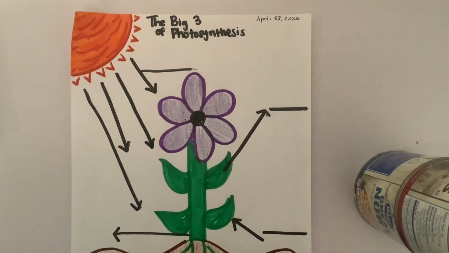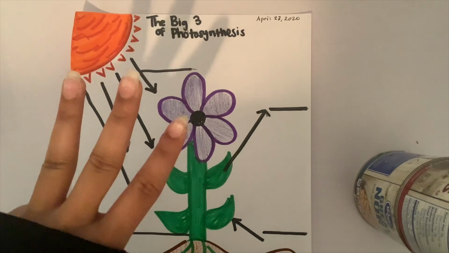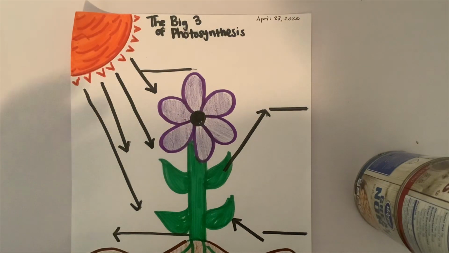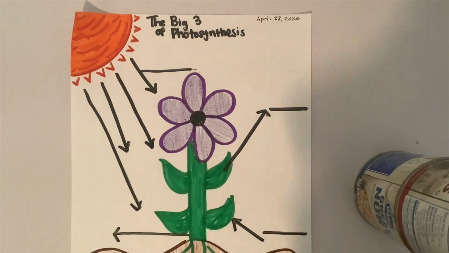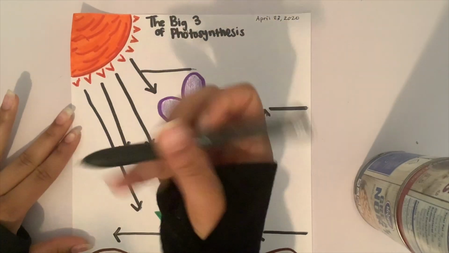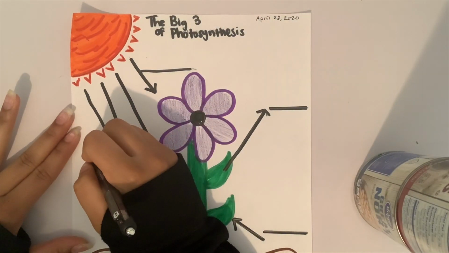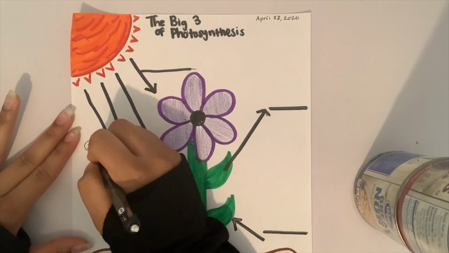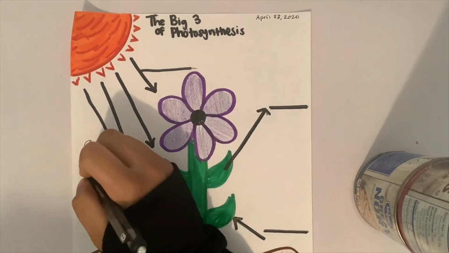Hey guys, so now we are going to dive deep into photosynthesis. So, the title of our scientific diagram is called the Big Three of Photosynthesis. So, that tells you that there are going to be 3 major ingredients for photosynthesis. And now we're going to fill out our diagram to help us remember. Number 1, so grab your pencils. The first ingredient is sunlight.